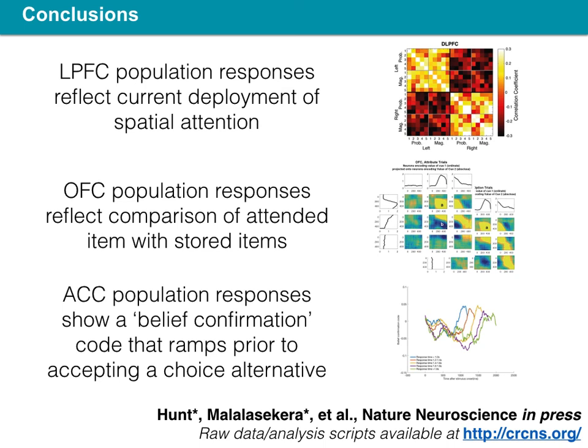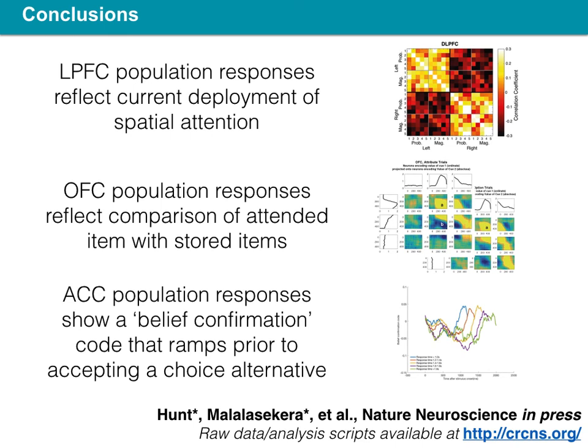Okay, so this is a summary of the parts of the paper which I've focused on today. We have recorded from 3 subregions of prefrontal cortex in this attention-guided decision-making task. We think there's some evidence to support the idea that our subjects were solving this task in the framework of a decision of whether to accept or reject the currently attended option. And we also found very different roles for each of the 3 subregions that we recorded from.